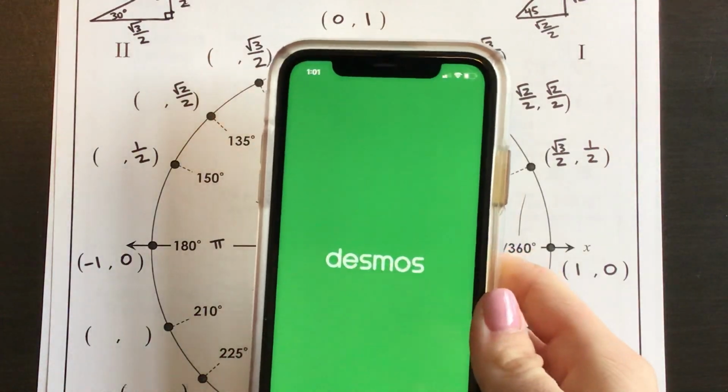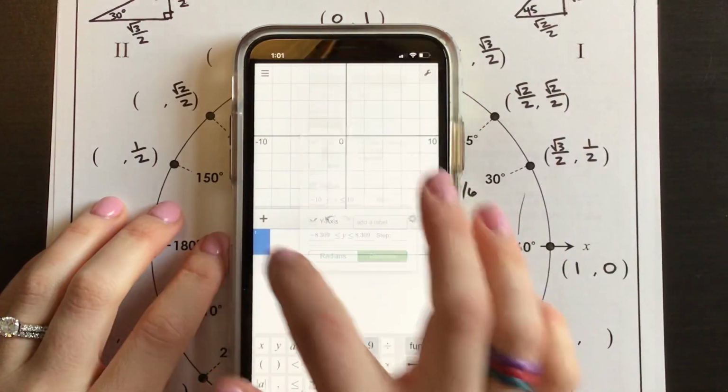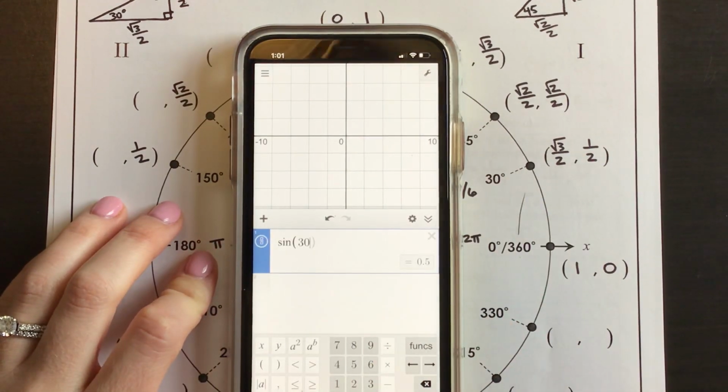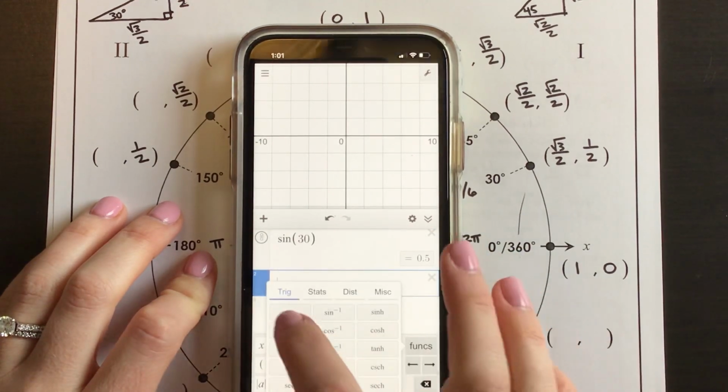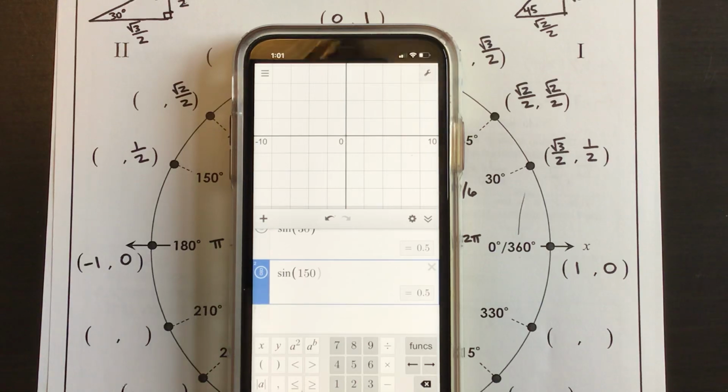Always make sure whenever we work with Desmos that we are working in degrees. It'll reset every single time you use the app. So we can plug in the sine of 30. That gives you a positive 1/2. And then you can also do the sine of 150, which gives you a positive 1/2. So they do have the same value.